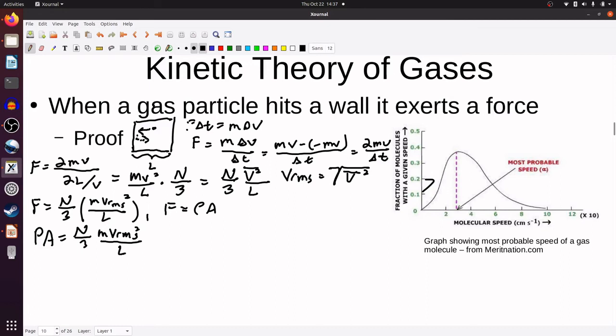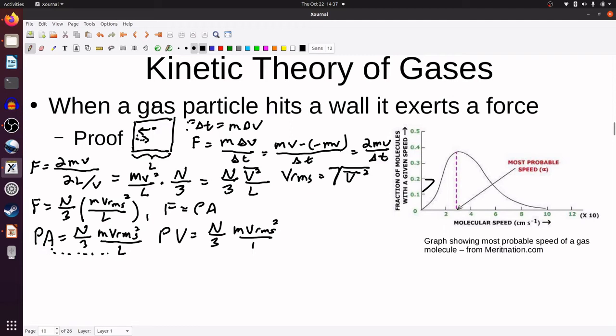Well, if I take A and I multiply by L, I get volume, right? So that's going to give me PV is equal to n over 3 mVRMS squared. Well, just VRMS squared in that case, because I took out my L. Okay, this is working out a little bit better.